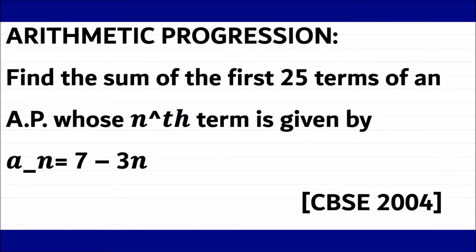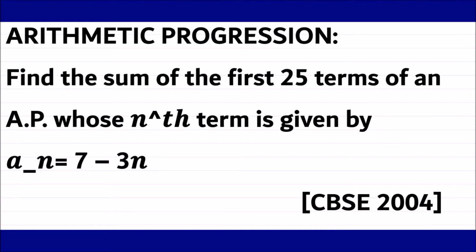The given question is: find the sum of the first 25 terms of an AP whose nth term is given by an is equal to 7 minus 3n. Guys, this is one of the most important questions, and it is from the chapter Arithmetic Progression. This question came in one of the CBSE board exams in the year 2004. Now let's see how we can do the calculation and find the sum of the first 25 terms.